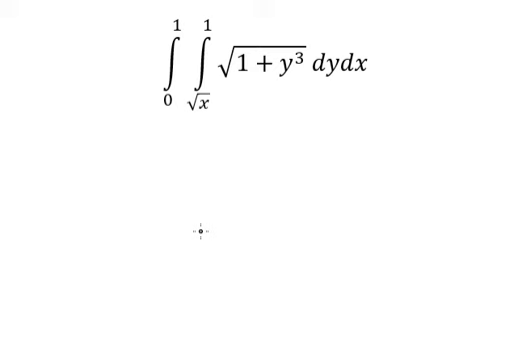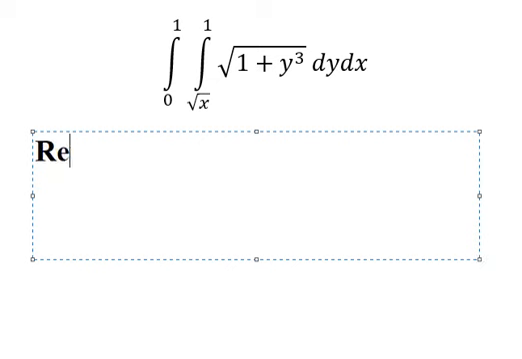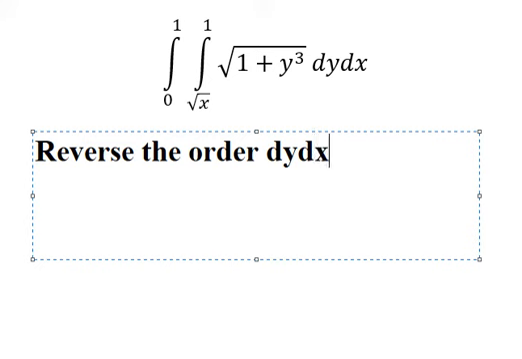The topic today is about double integrals. So now I want to show you how to answer. We don't have the formula to calculate this integration. So in this one, we need to reverse the order dy dx into dx dy.